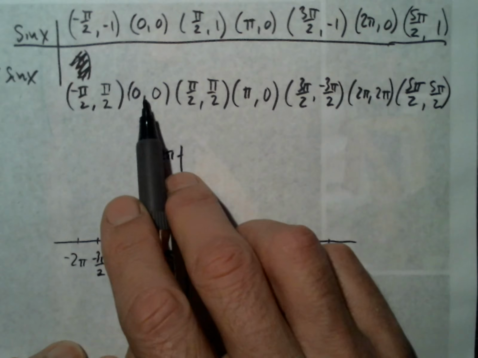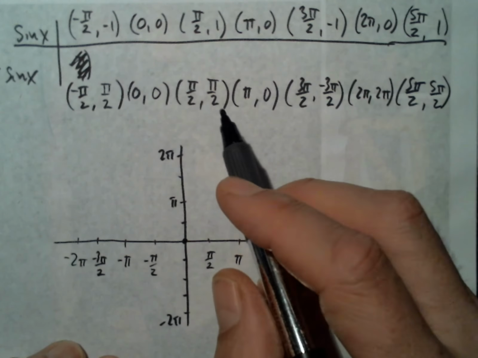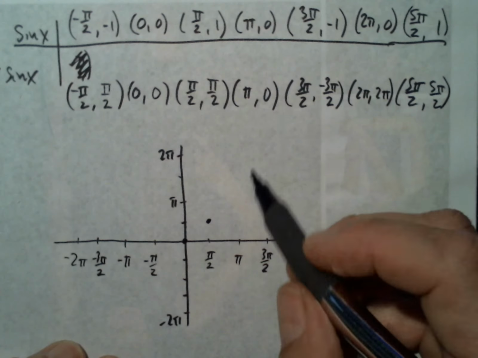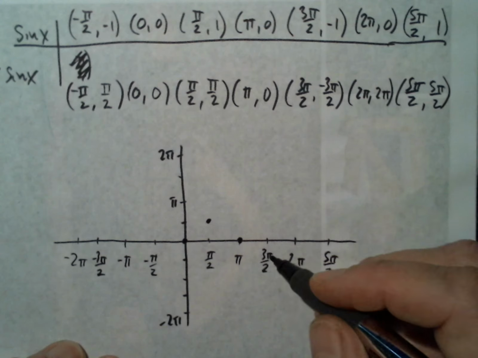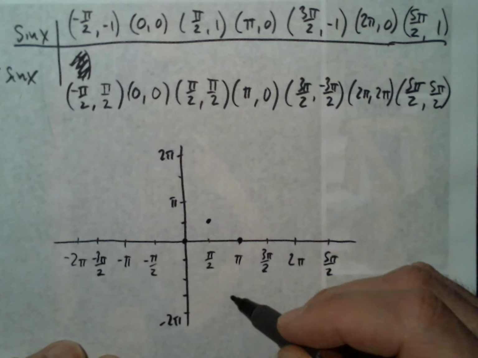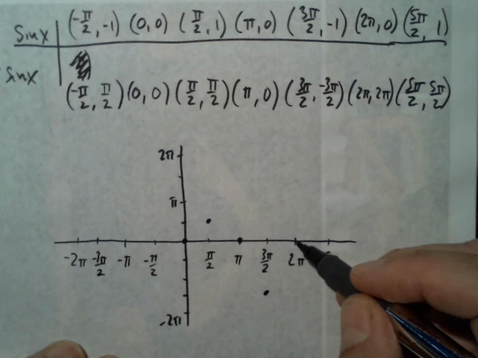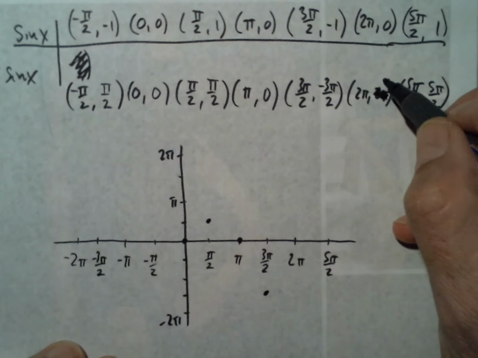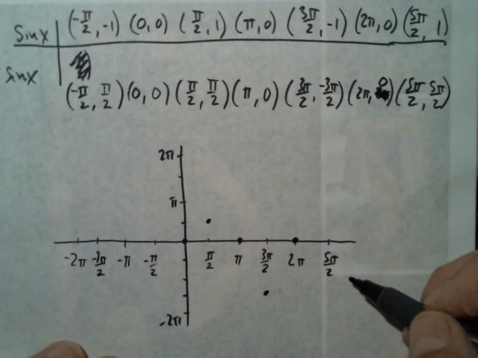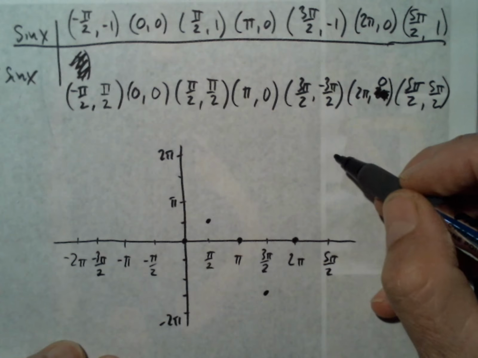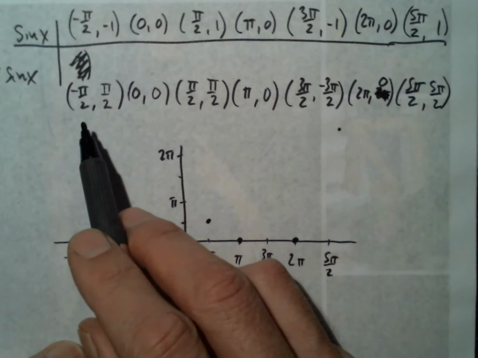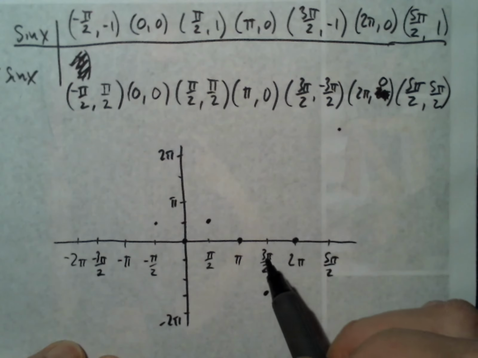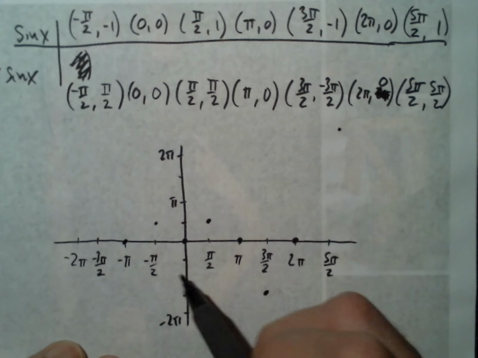And we'll just start at the origin, and pi over 2 goes to pi over 2. At pi, we'll go to 0. 3 pi over 2 goes to negative 3 pi over 2. At 2 pi we should be at 0. And then 5 pi over 2 goes to 5 pi over 2. On the other side we have negative pi over 2 to pi over 2. And then it'll be symmetric like that.